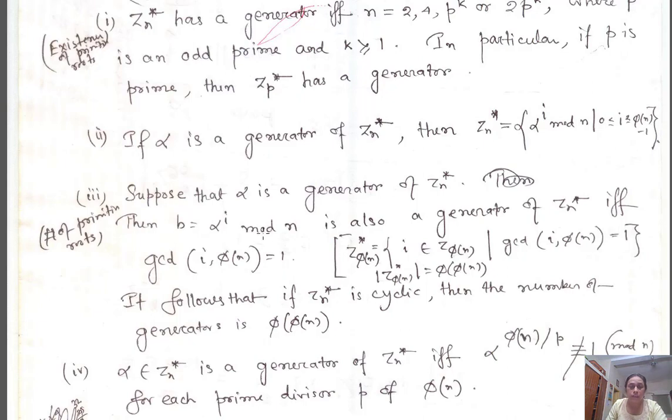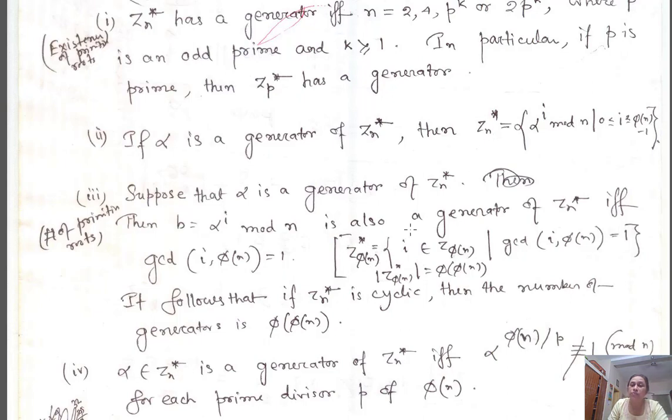So if you consider this condition, B equal to alpha to the power I modulo n is also a generator of Zn star if and only if GCD of I and phi n equals 1. So how many of these i's are there that are co-prime to phi n? How many integers modulo n are there which are less than n and co-prime to n? That is phi n. So how many integers are there which are less than phi n and co-prime to phi n? That is Z phi n star. So this is essentially this set.